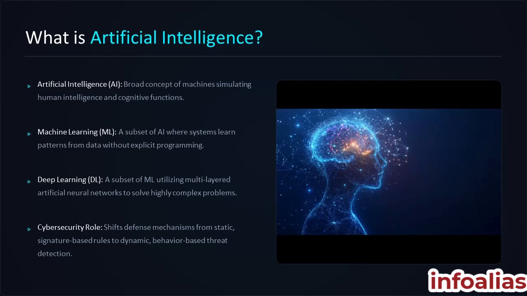Deep learning, DL: a subset of ML utilizing multilayered artificial neural networks to solve highly complex problems. Cybersecurity role: shifts defense mechanisms from static, signature-based rules to dynamic, behavior-based threat detection. What is artificial intelligence?